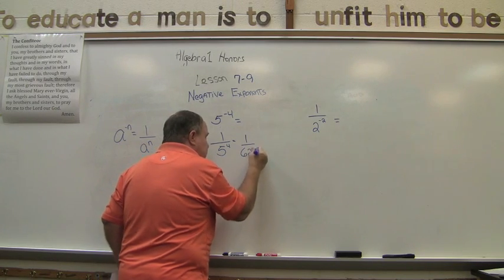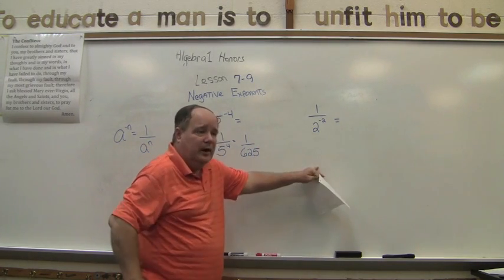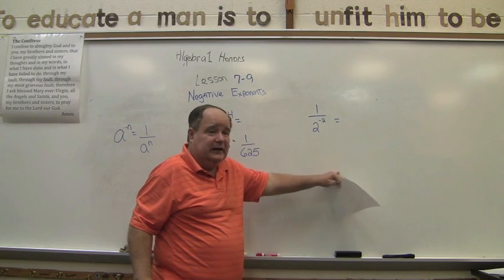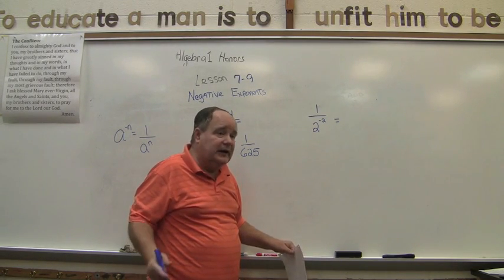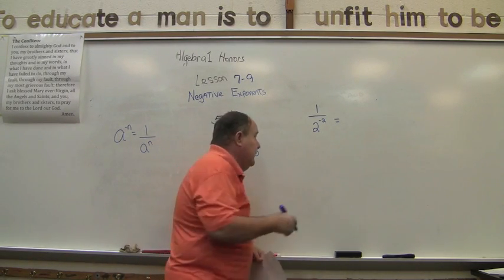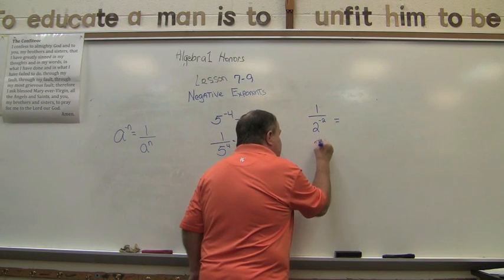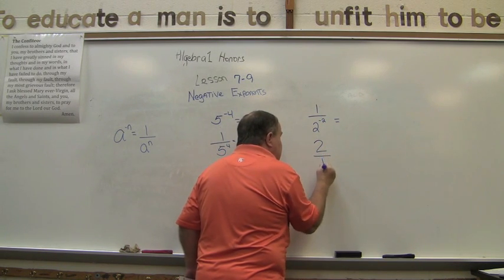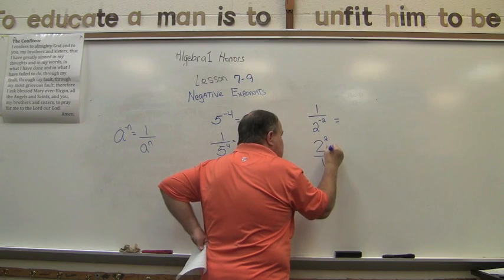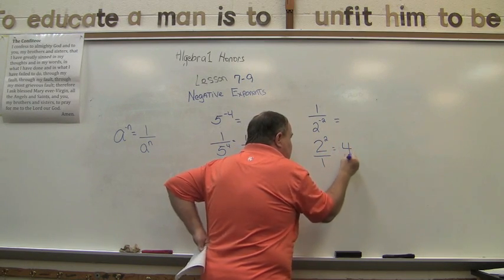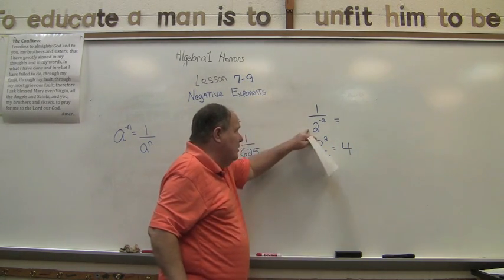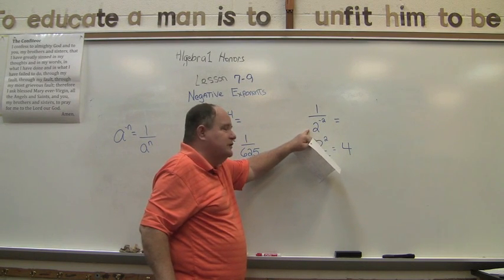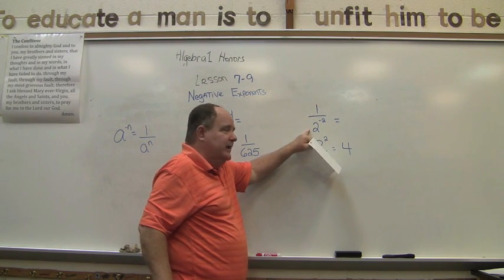And conversely, let's look at this one. You see I have 1 over 2 to the negative second power. If I'm going to change it, I take the reciprocal, and instead of 1/2, I'm going to have 2 over 1, and my exponent is going to change to 2, and my answer for this one is 4.